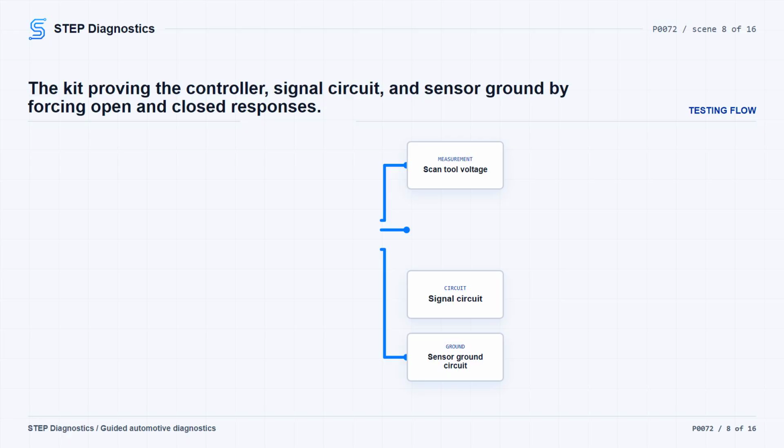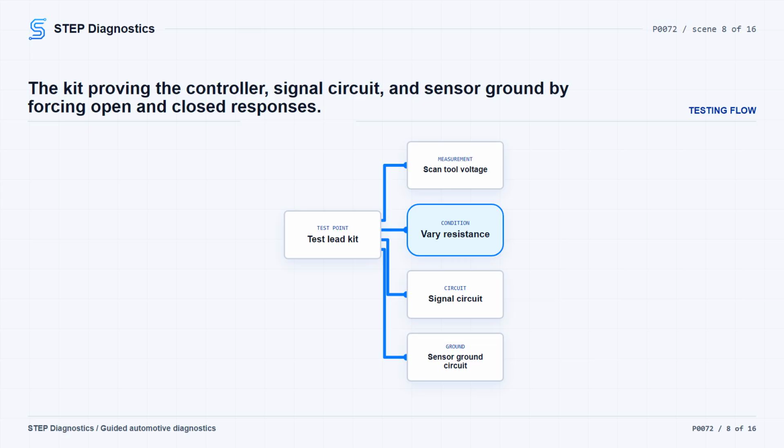to the temp signal and sensor ground circuits at the temp sensor harness connector. Switch the tool between open and closed while watching the scan tool. In the open position, the voltage should be 5.0 volts. In the closed position, the voltage should be 0.0 volts.